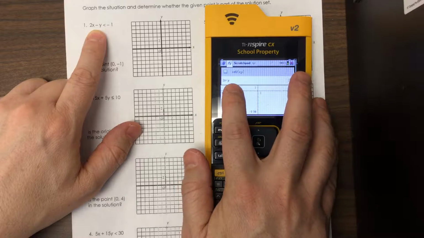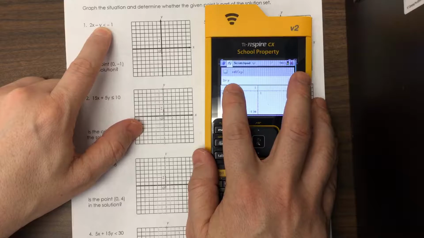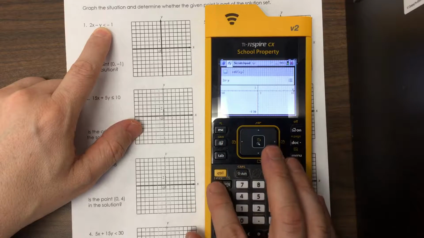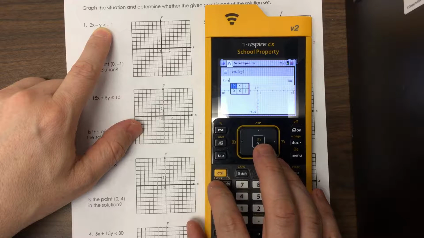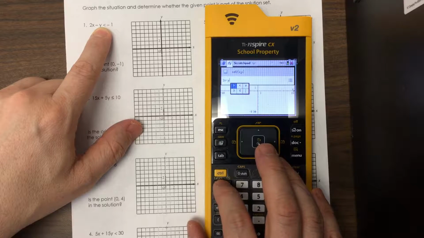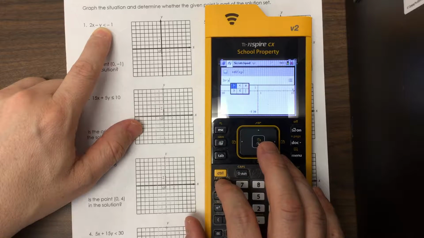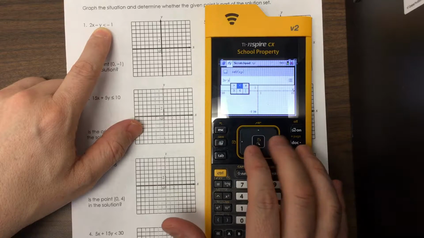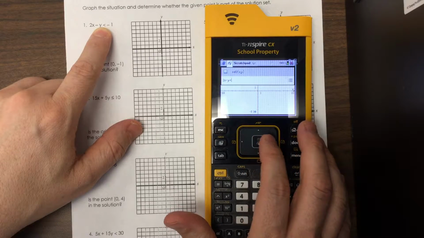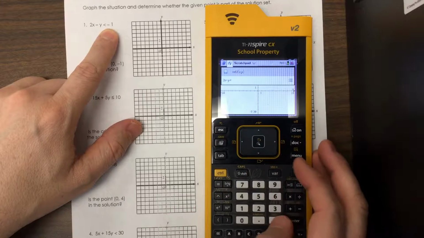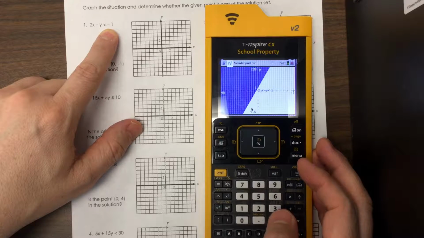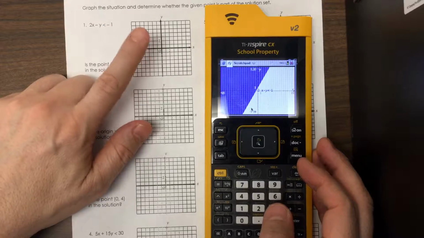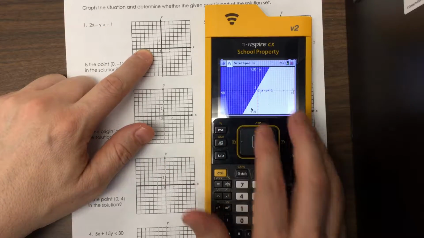Now when I get to here, you get to your menu of inequality options by hitting Control equal sign. You can see those little symbols right above the equal sign in yellow to remind you. So I want less than, so I go over here to the right, less than -1. There you go. You put it in, enter. There is your graph.